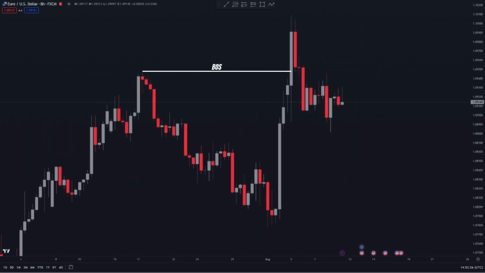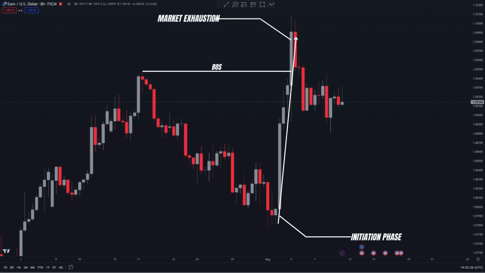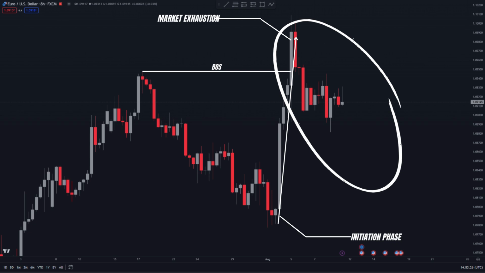Zooming into the current market price, we can see that the market initially experienced an initiation phase, where it pushed upward and broke above the previous high. This bullish momentum will continue until the market reaches a point of exhaustion, meaning we're currently in the pullback phase, which will then be followed by the continuation phase. Since we're still in the pullback phase, we can consider short-term selling opportunities as the price completes the pullback.